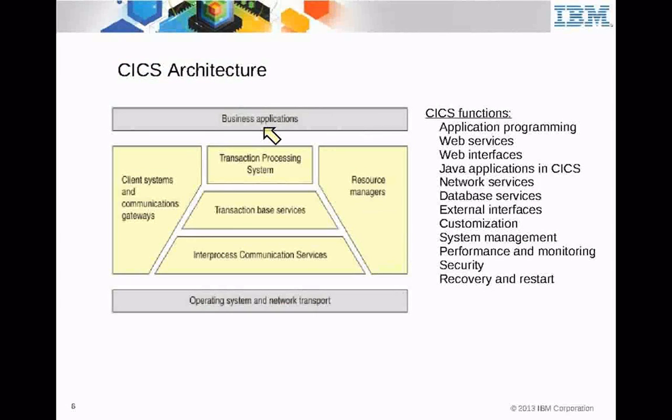So this is a very high-level architecture, and CICS is broken up into a lot of different functions. And as you can see here, this is just a very small fraction of the functions. I believe in the presentation I actually list all of them, but you have an application programming function, web services, database services, external interfaces. There's all kinds of things that make up the CICS architecture, and I won't name them all off.